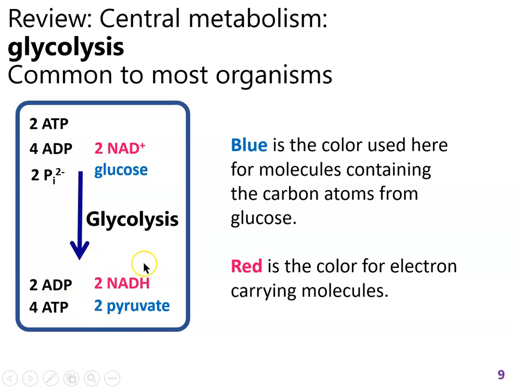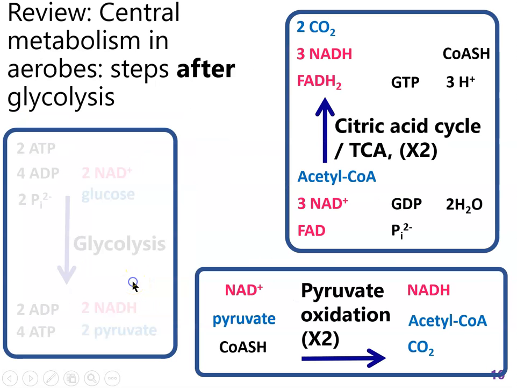I color code electron carriers, so NAD, NADH. These are two different forms of the same molecule. This is an electron carrying molecule. This is the form when it's carrying 2 electrons. This is the form when it is not carrying those 2 electrons. And then blue is what I use for the carbons, so we can keep track of the carbon from glucose. All the carbon from glucose ends up in 2 molecules of pyruvate at the end of glycolysis. And so I'm going to use this same color scheme to go through the steps after glycolysis.